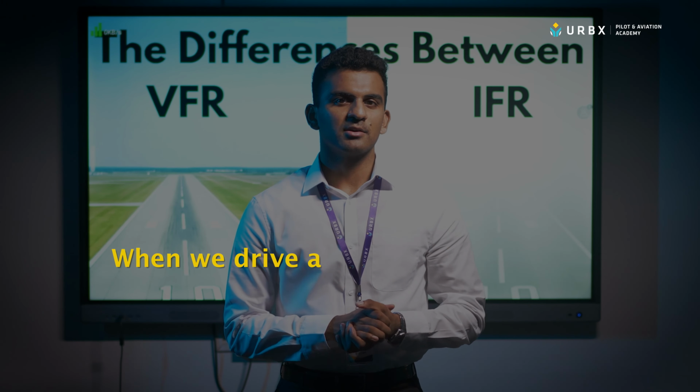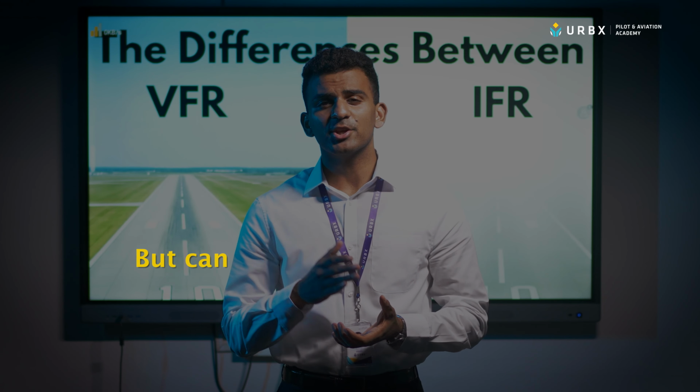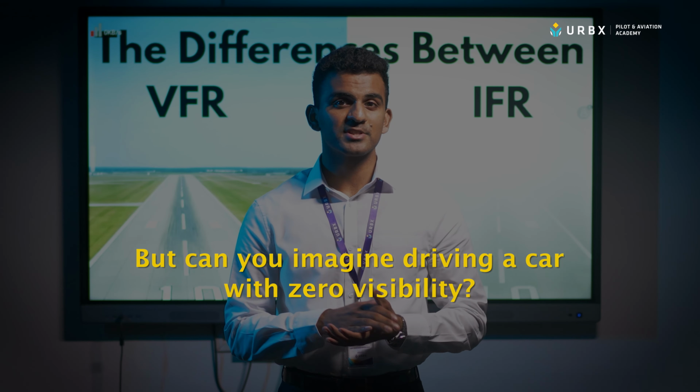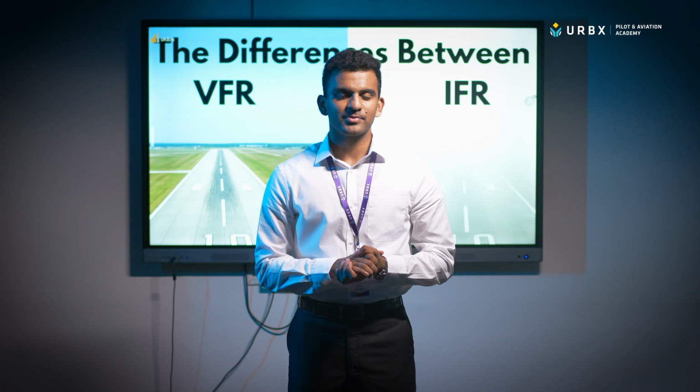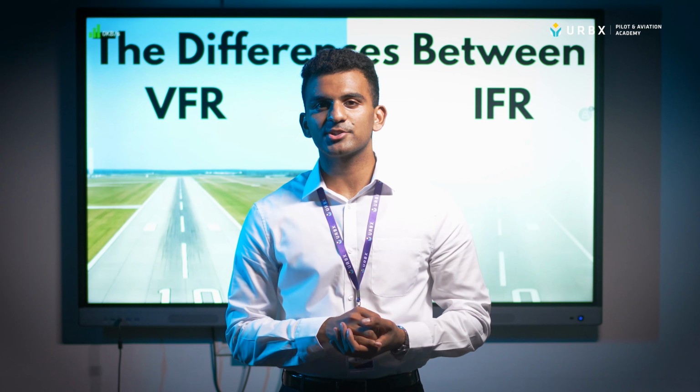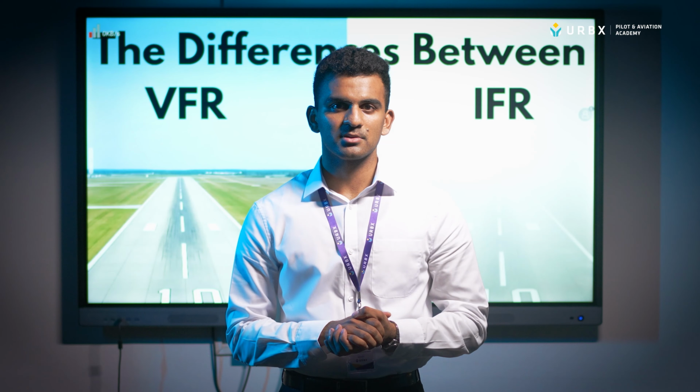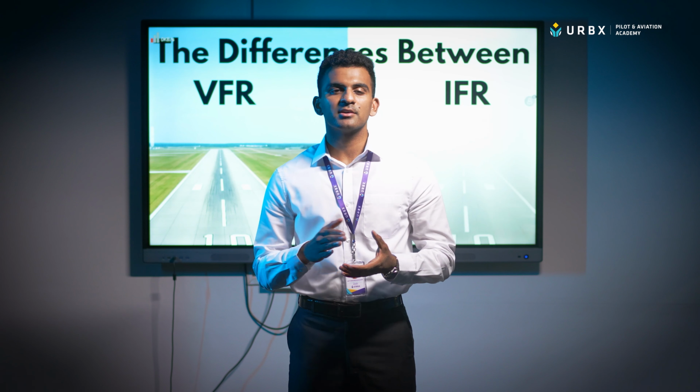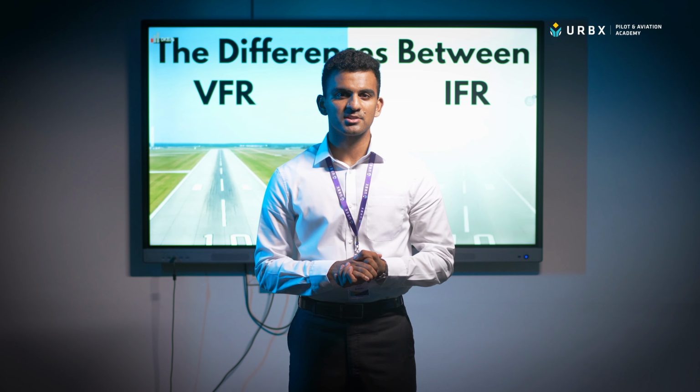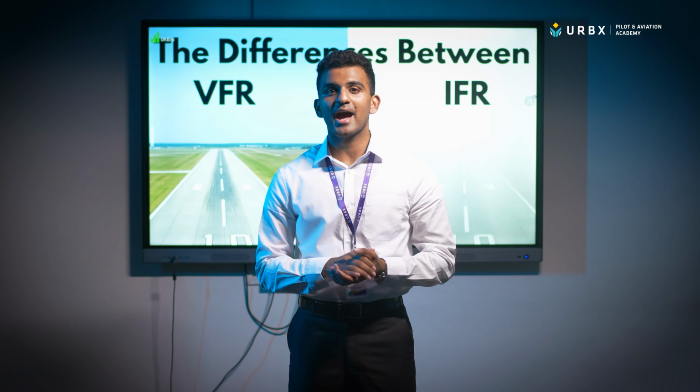When we drive our car, we look outside. But can you imagine driving a car with zero visibility? Based on visibility, a pilot is governed by a set of rules. These rules are visual flight rules and instrument flight rules. Visual flight rules is when a pilot navigates using visual references such as the ground, the horizon, and landmarks.